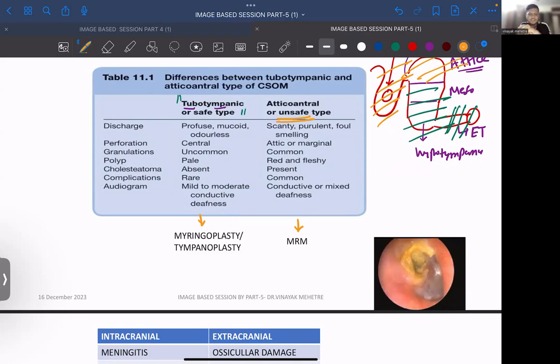Ear discharge that is scanty, purulent and foul-smelling, and there is discoloration present on the upper part of the tympanic membrane, which we call cholesteatoma, present in the attic, the upper part of the ear. The answer is meningitis. Kernig and Brudzinski sign positive is coming, right? It is a complication of CSOM.